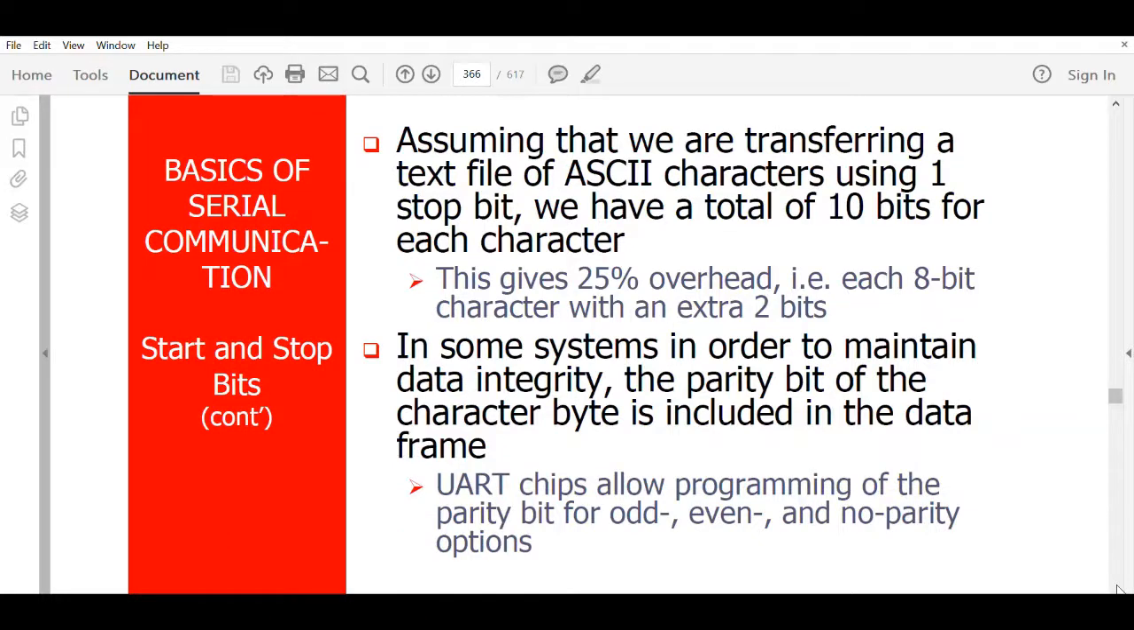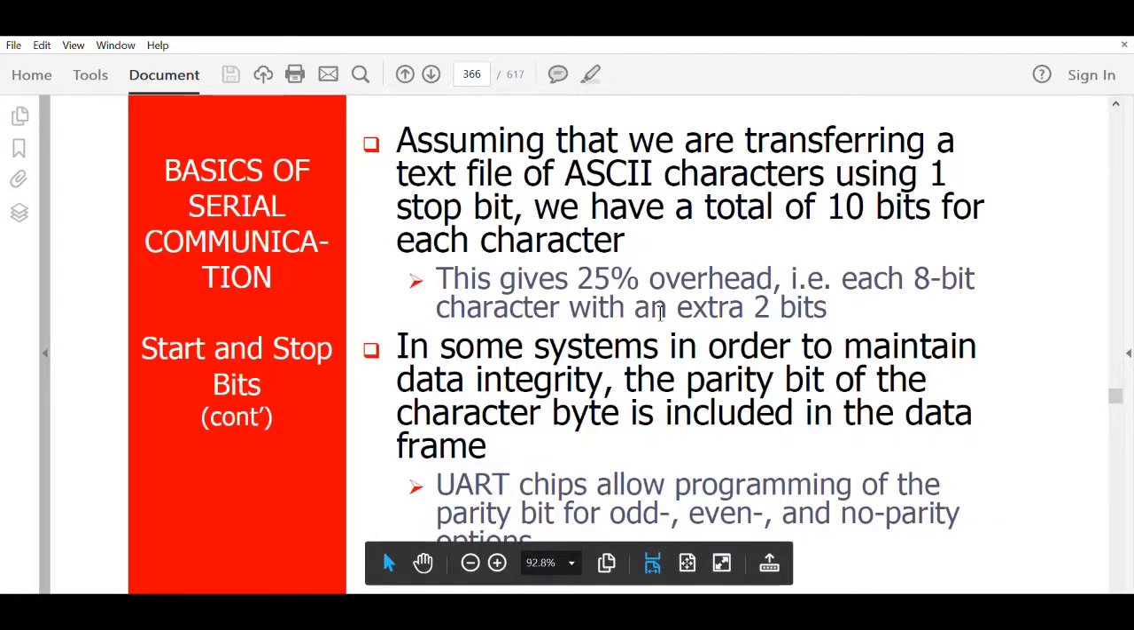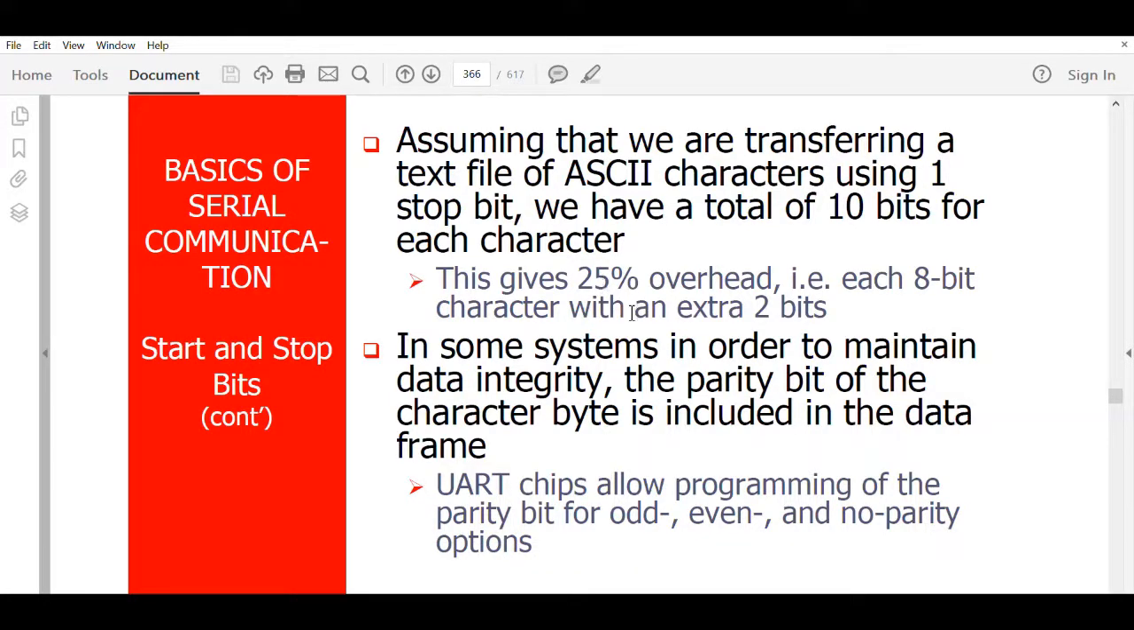We dealt with 8 bits of data and 2 other bits: one is the start bit and the other is the stop bit. So totally you have 10 bits. That is 2 extra bits for every character sent out. That's why they call it 25% overhead, because 2 by 8 is 1 by 4, that is 25%. For each 8-bit character, there is an extra overhead of 2 bits.